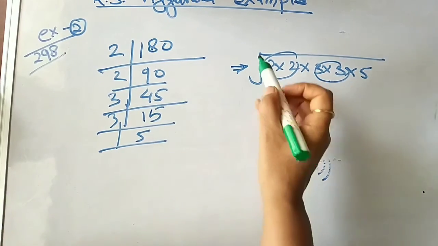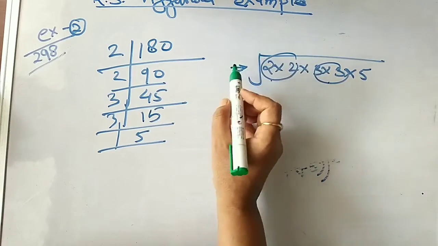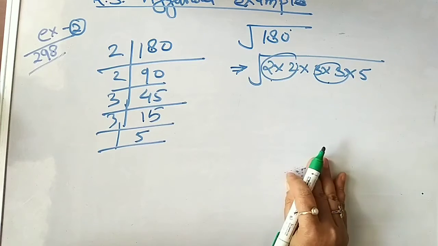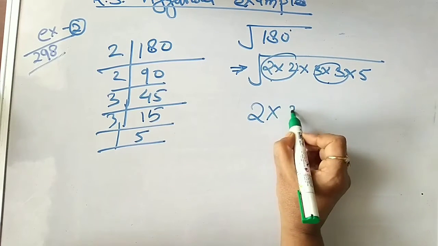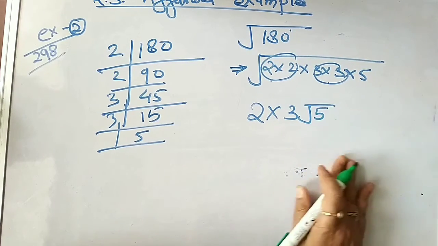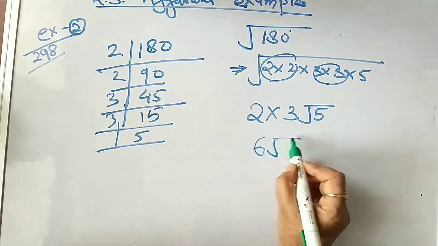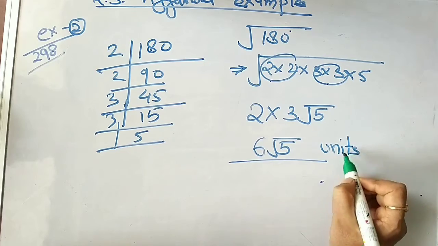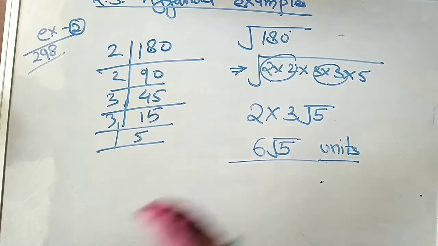So my root of 180 became this. Understood? So 2 is coming out, 3 is coming out, root of 5. 3 2s are 6, root 5. So this is the distance between those two given points. Let's do example 3.